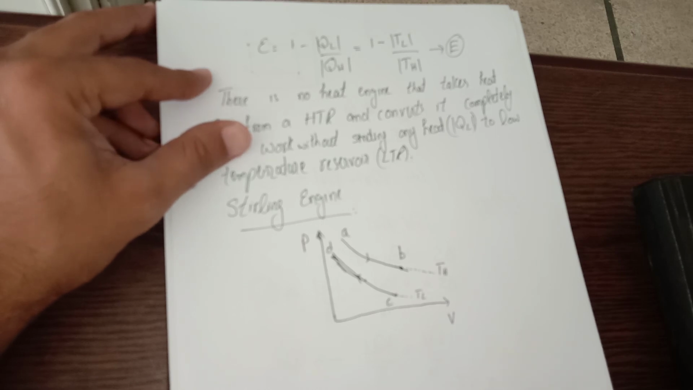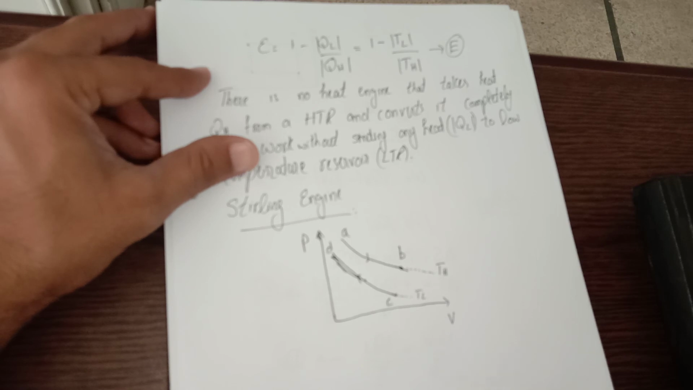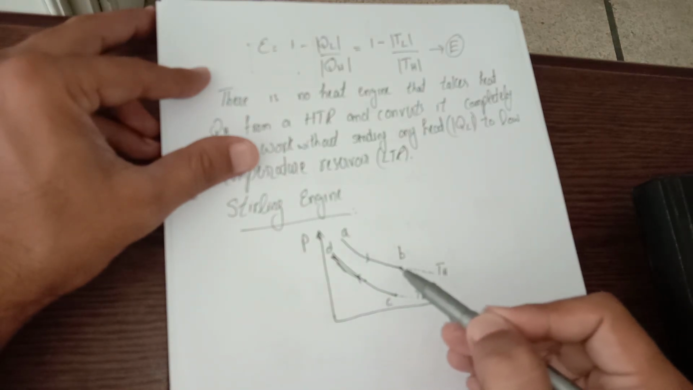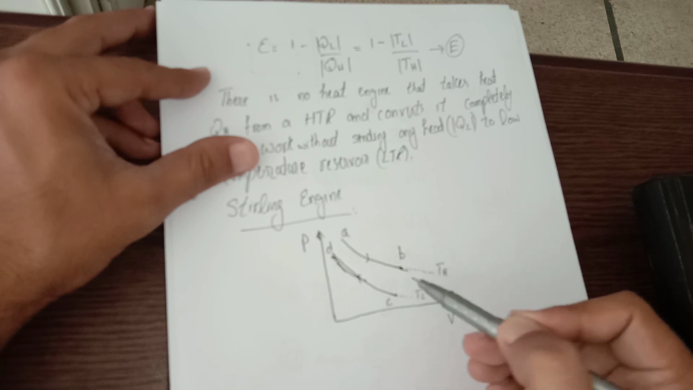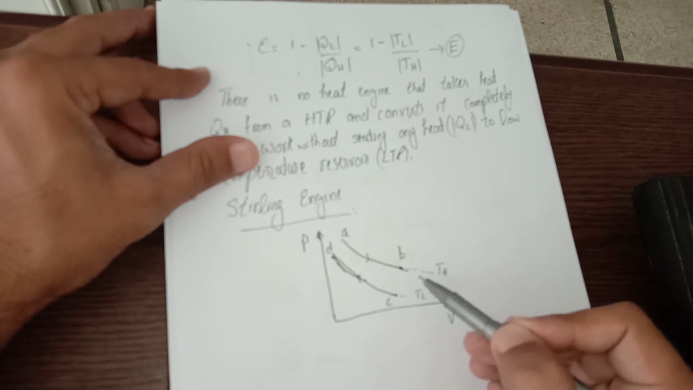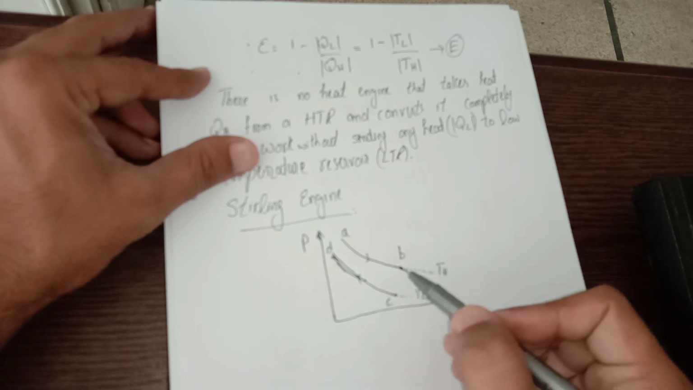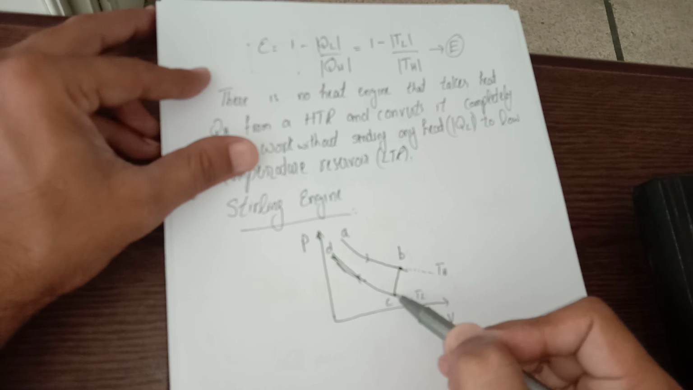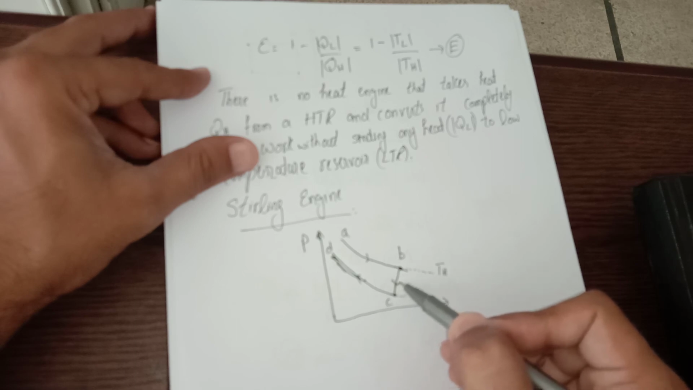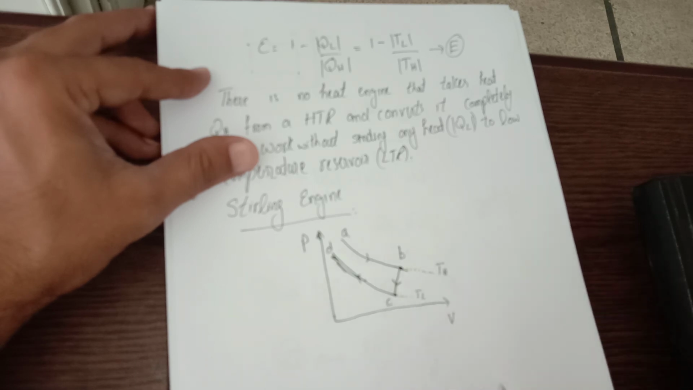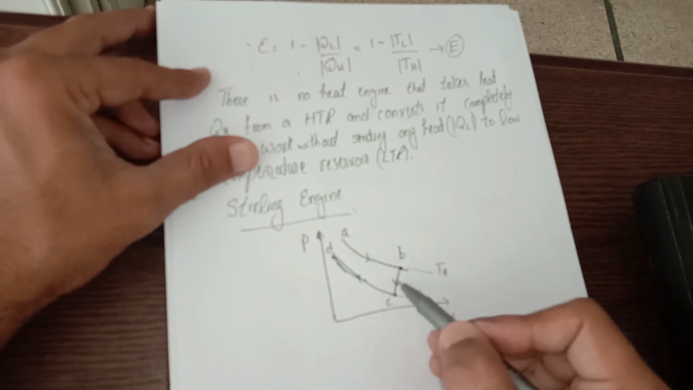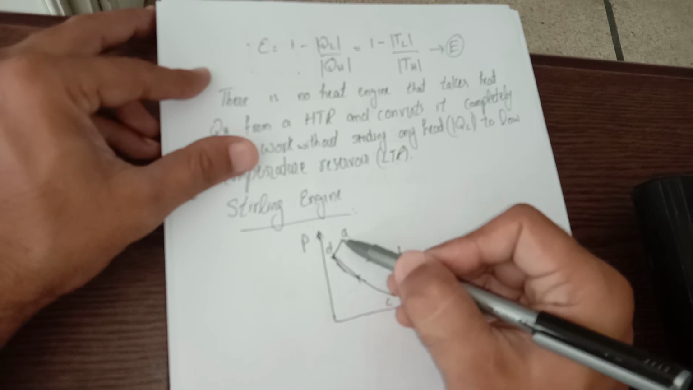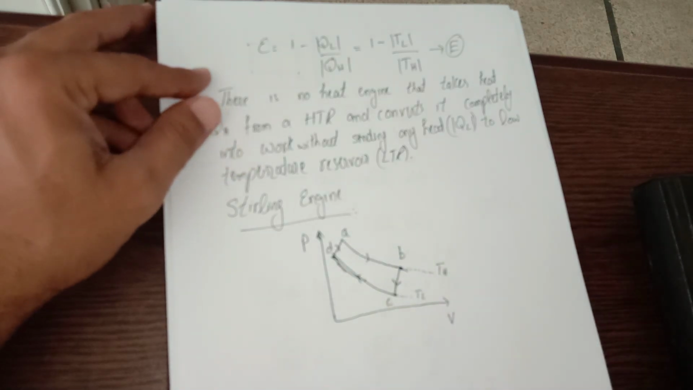The difference between the Carnot engine and the Stirling engine is that in the case of the Carnot engine, an isothermal expansion is followed by adiabatic expansion. However, in the case of the Stirling engine, the isothermal expansion is followed by a constant volume process. This is a constant volume process, and this DA is again a constant volume process.